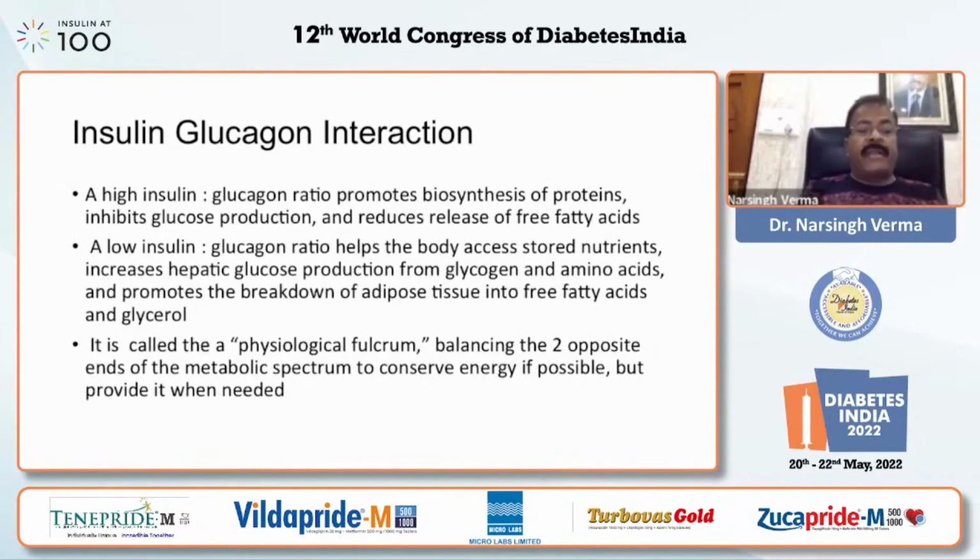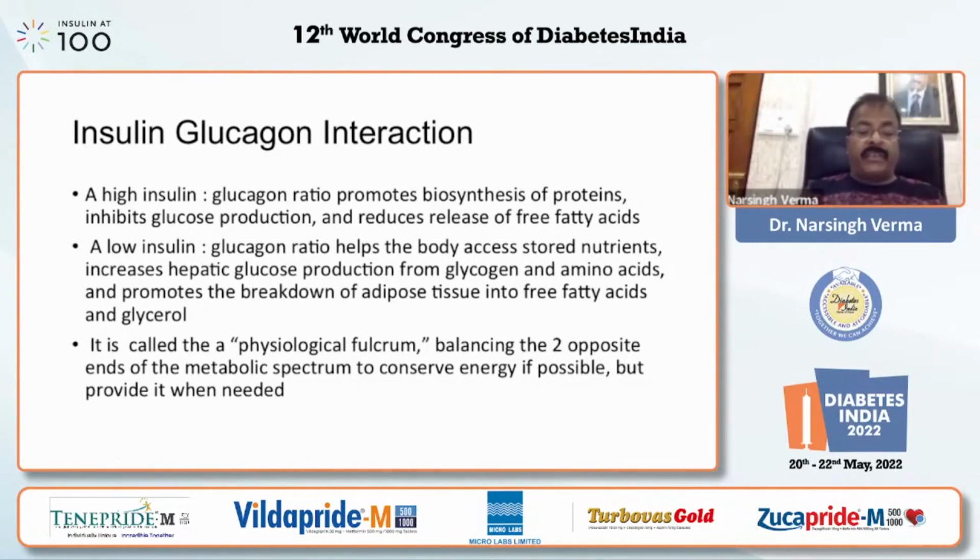When we talk about insulin-glucagon interaction, a high insulin-glucagon ratio promotes biosynthesis of proteins, inhibits glucose production, and reduces release of free fatty acids. A low insulin-glucagon ratio helps the body access stored nutrients, increases hepatic glucose production from glycogen and amino acids, and promotes the breakdown of adipose tissue into free fatty acids and glycerol.